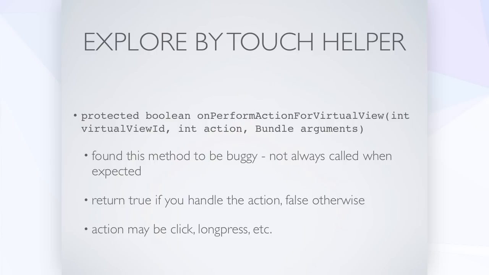I have found this method, just a fair warning, to be a bit buggy. It's not always called when I expect it to be, so I'm still trying to figure that out. I talked to some of the Android folks and they said, yeah, it's kind of buggy. So that's okay, it's not just me. And if it's not just you, if you hit that too. But generally, this is what it does. If you choose to handle the action, you're going to send back true, otherwise false. And like I said, this can be click, long press, hover, those kind of things. So that's perform action for virtual view.